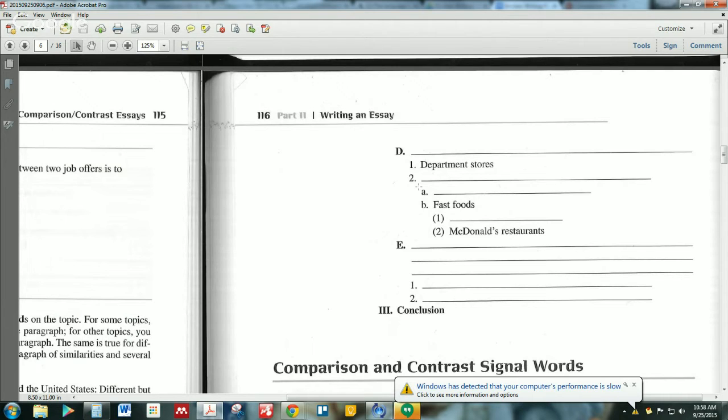Vending machines selling everything from fresh flowers and hot coffee are popular in Japan, as they are in the United States. And fast food, noodle shops in Japan, McDonald's restaurants in the US.